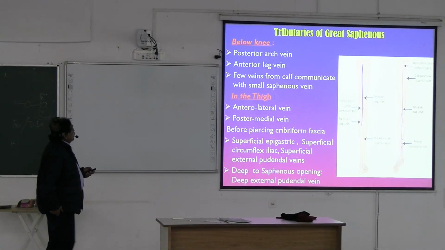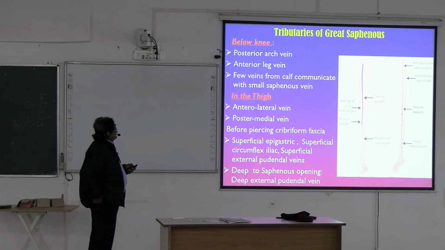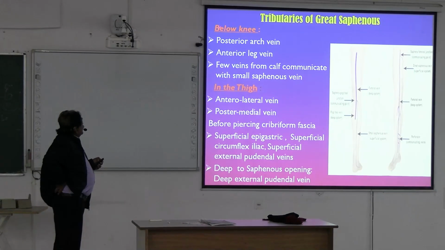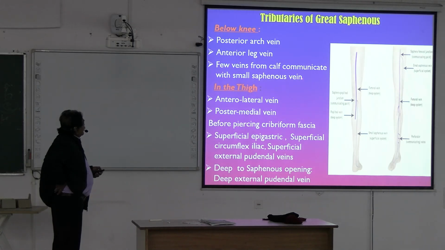Now, tributaries of the great saphenous vein. Below the knee: the posterior arch vein, the anterior leg vein, and a few veins from the calf that communicate with the small saphenous vein. In the thigh: the anterolateral vein and the posteromedial vein. Before piercing the cribriform fascia: the superficial epigastric, superficial circumflex iliac and superficial external pudendal veins. Deep to the saphenous opening: the deep external pudendal vein.